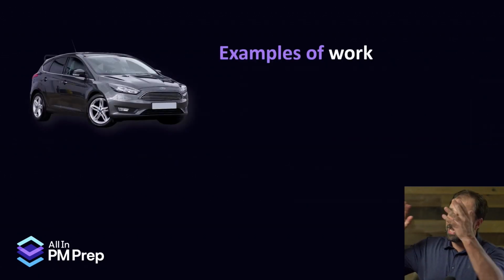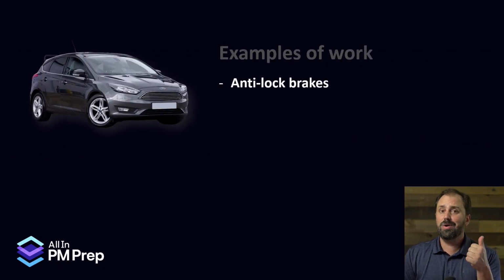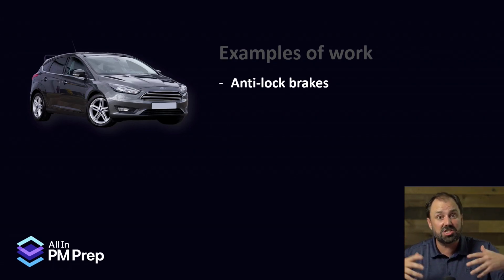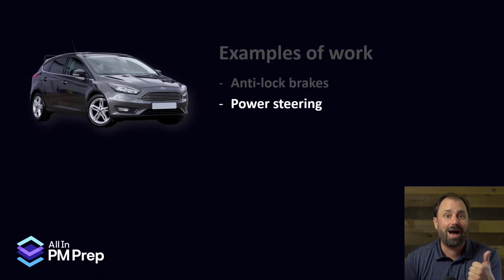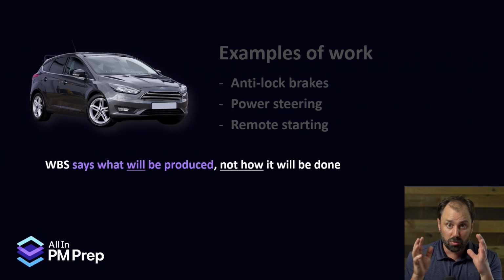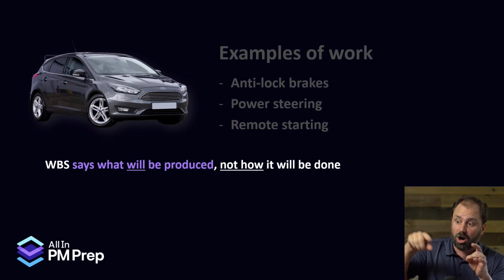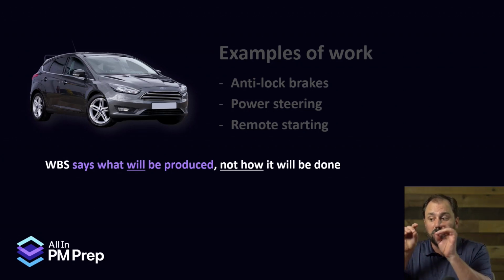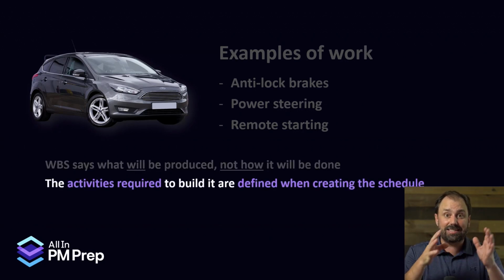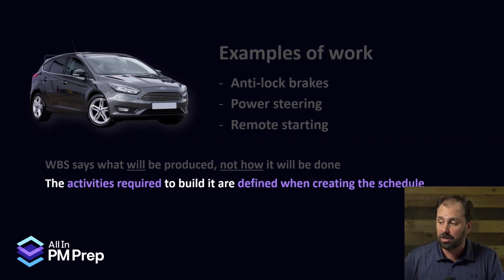Now let's take the example of our cool little car, all right? We could think about the scope being anti-lock brakes and like all the details around it, how quickly it needs to stop, its functionality, all those things. The power steering, the remote starting, the list could go forever, right? Now, just to review, the WBS for this car will say what will be produced, not how it's going to get produced. Big difference there, right? Now, the activities, the hows, the activities required to build it are defined when we're creating the schedule. And we'll talk about that in the next video. But right now, we got to figure out what we are building and all those details, okay?